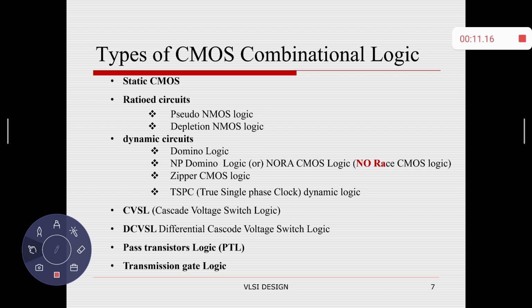With this summary, we are going to discuss different types of combinational logic circuits. These are the basic classifications of combinational logic circuits using CMOS logic, and out of these we focus on static, ratioed and dynamic logic circuits. With this I conclude this topic. Different types of static CMOS logic we will discuss in the next session.